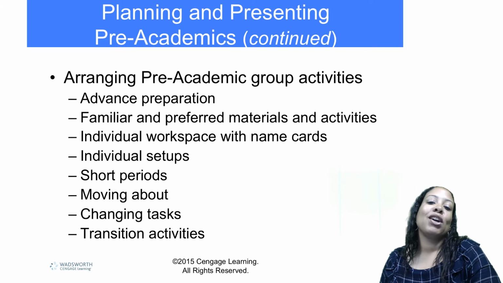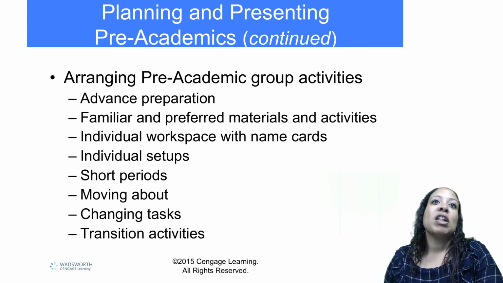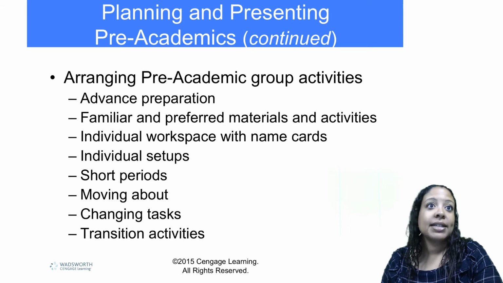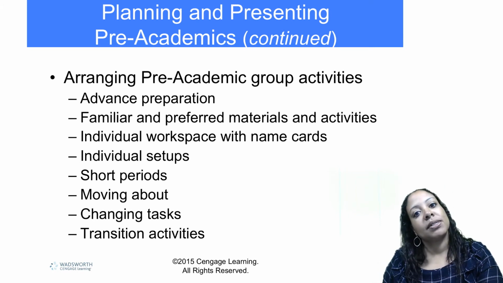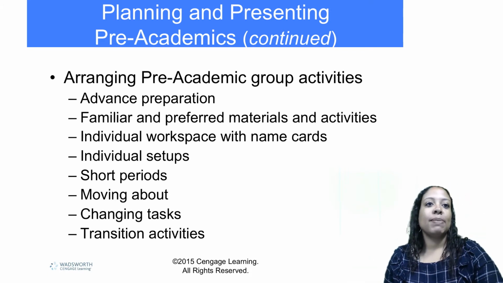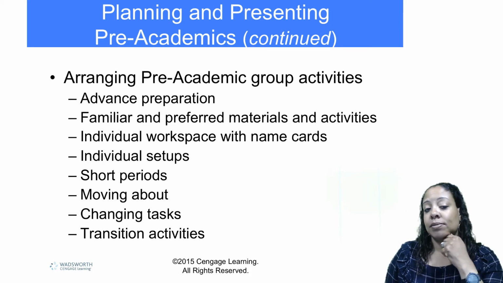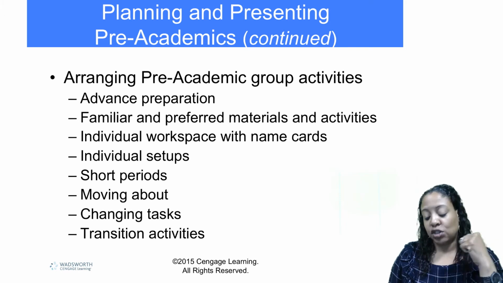Arranging pre-academic group activities. So having advanced preparation, familiar and preferred materials and activities, individual workspace with name cards, individual setups, short periods, moving about, so they're not just sedentary in one spot, changing tasks, and transition activities. Transition activities are very important. How do you get children to move from one activity to the next?